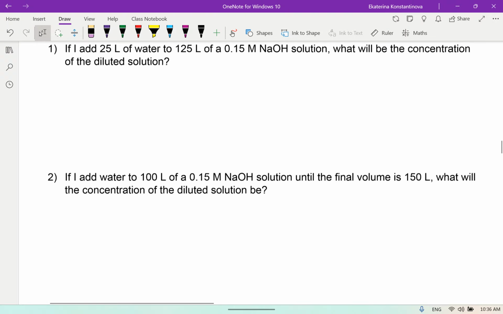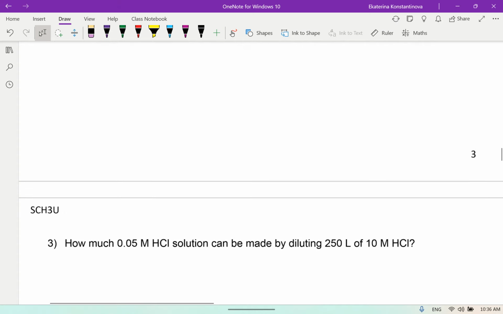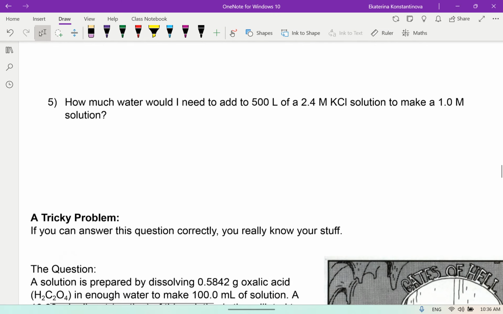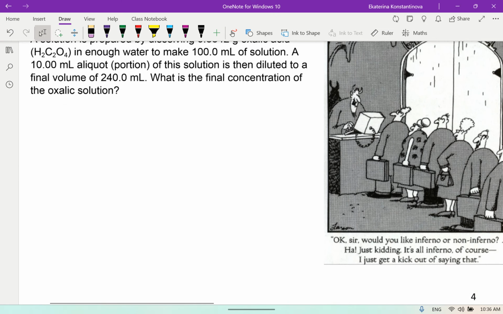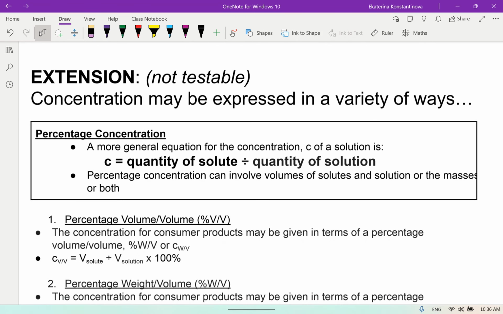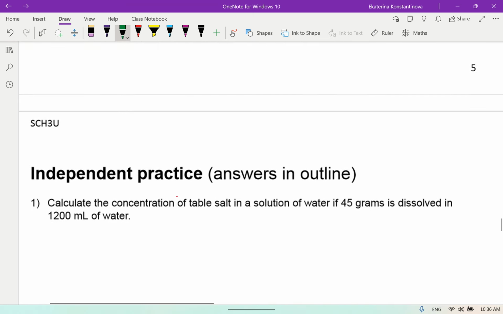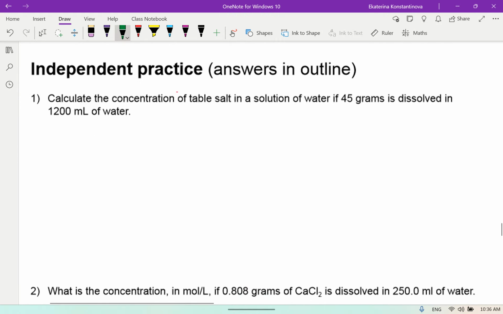All right, and then I'm going to walk you through one more example where we're using our moles in order to figure out our concentration. Now you'll see as you're doing your practice, there's a tricky problem. That's a challenge for you to try. There's also an extension for those of you that want to learn a little bit more. It's not testable, but there are multiple ways you can express concentration, so feel free to look through that if you're interested. Again, not testable, but encouraged for you to look through, as you might see it in future years.